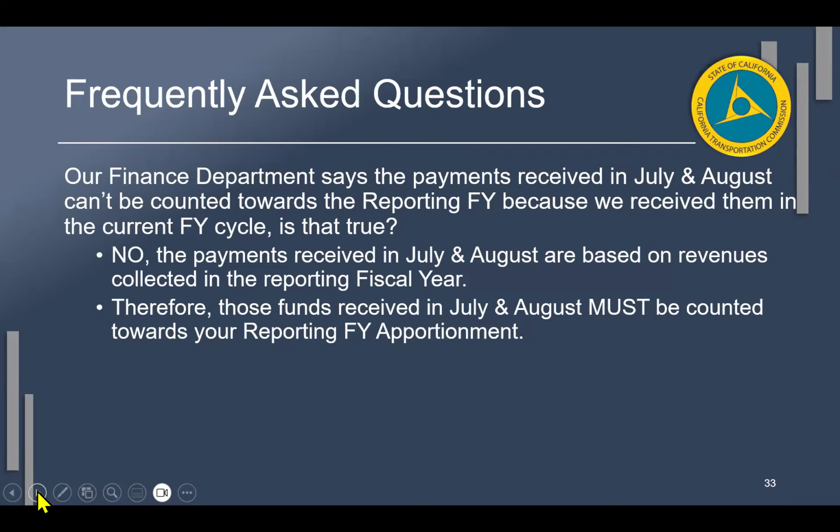Again, this is more for the finance side and for those of you in public works to understand, but again, a common issue that we have: they're told that payments received in July and August can't be counted towards the reporting fiscal year because they were received in the current fiscal cycle, and they want to know if that's true. No, that's not true. Like I said, there's remittance advice that has already been posted on the state controller's website that states that those funds received in July and August must be attributed to the prior fiscal year because they are revenues that were collected in the prior fiscal year. So they always have to be attributed to the prior.